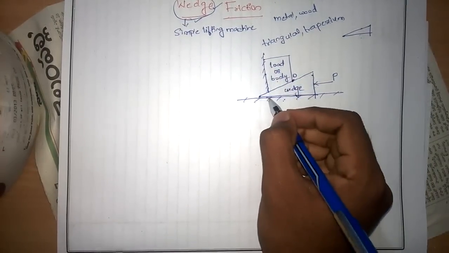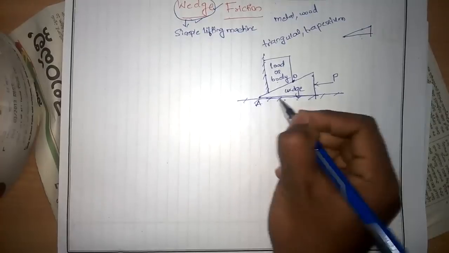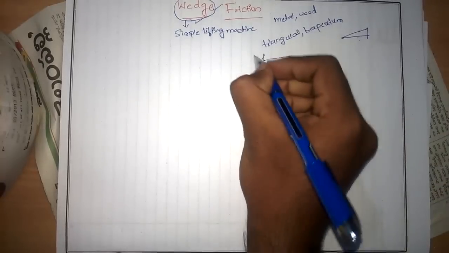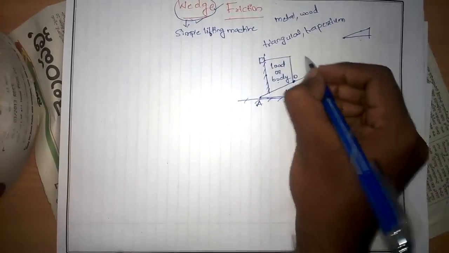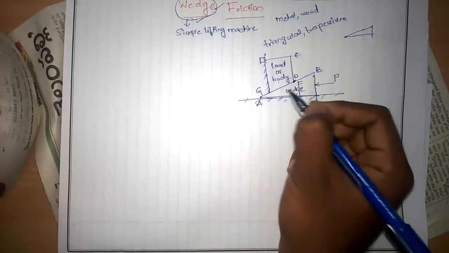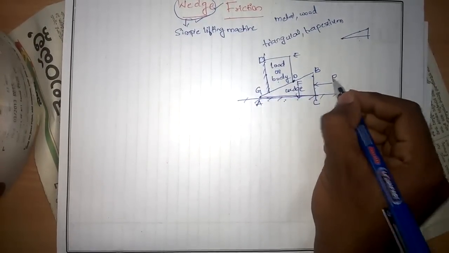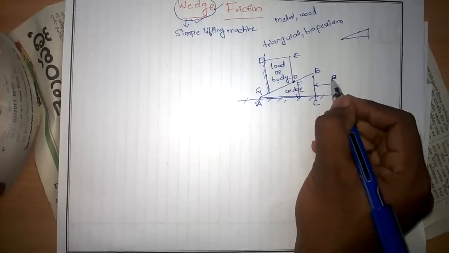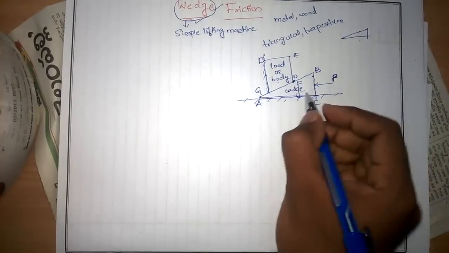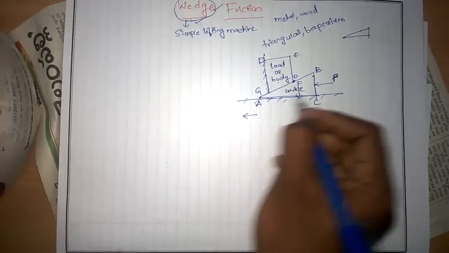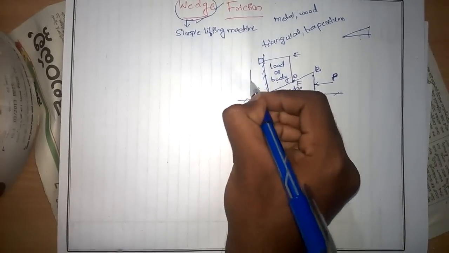I will mark these points as A, C, B, D, E, F and G. For this forward movement, whenever the load P is applied, the wedge will move in this direction, and for this movement of the wedge, the load will move in this direction.